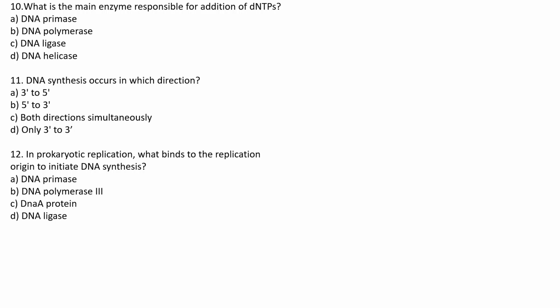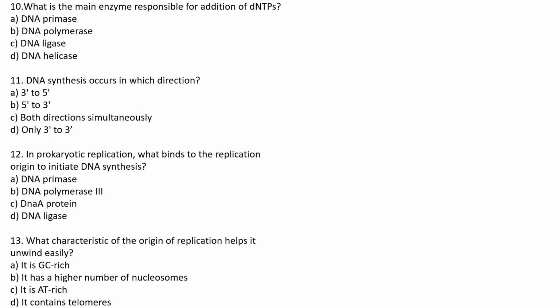All right, next one. In prokaryotic replication, what binds to the replication origin to initiate DNA synthesis? Option C, DnaA. That's correct. That's very good. So the DnaA protein is important for initiating, or the initiator, and it binds to an AT-rich region in the origin, or oriC, in prokaryotic replication. So great.